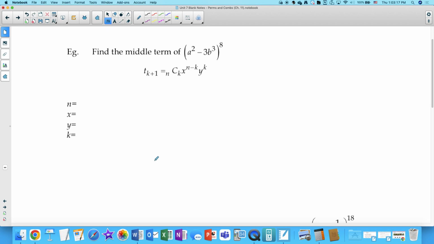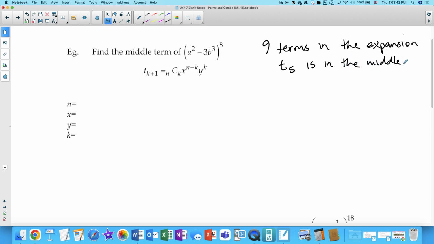So let me ask you something. How many terms are in this expansion? 9. Yeah. 9 terms in the expansion. Okay, so which one would be in the middle? The fifth term. Yeah. T5 is in the middle. Okay, so once you can pick that piece apart, this becomes a lot easier.